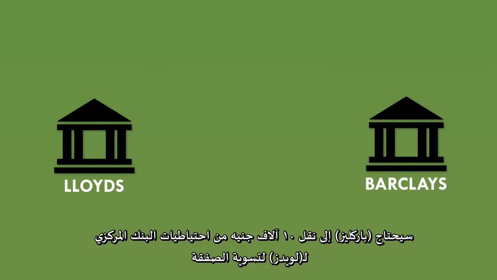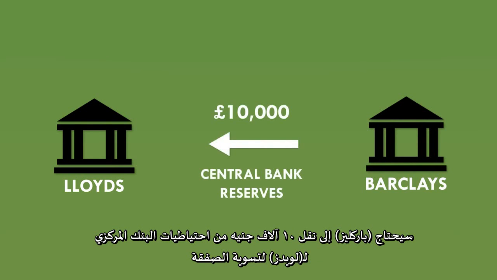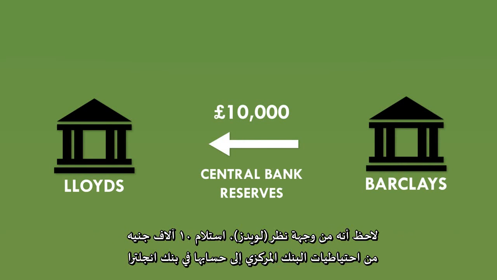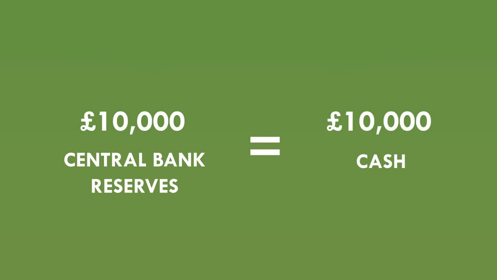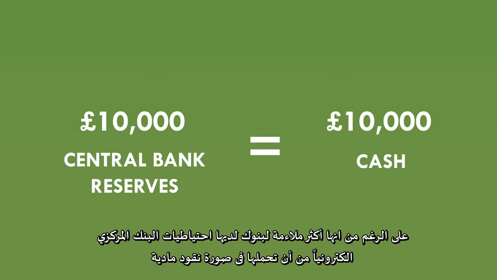If this happens, then Lloyds will want to see £10,000 of real money from Barclays. Barclays would then need to transfer £10,000 of central bank reserves to Lloyds to settle the transaction. Note that from the point of view of Lloyds, receiving a transfer of £10,000 in central bank reserves into its account at the Bank of England is just as good as Barclays pulling up in a truck and dropping off £10,000 in cash, although it's much more convenient for the banks to have the electronic central bank reserves than to carry around all that cash.